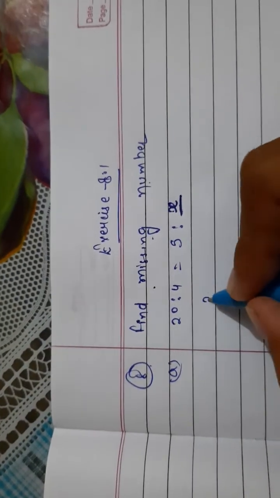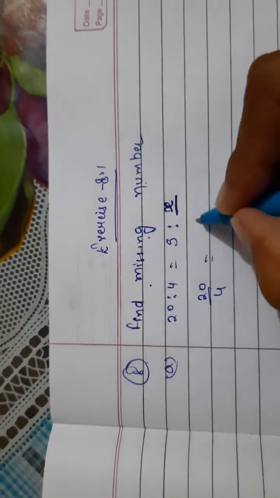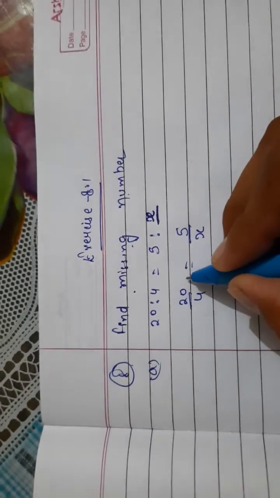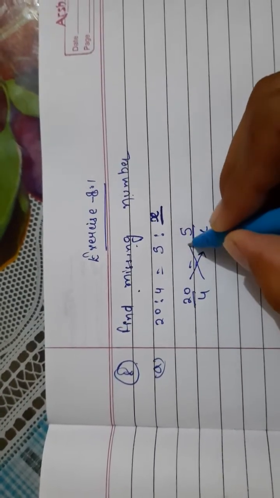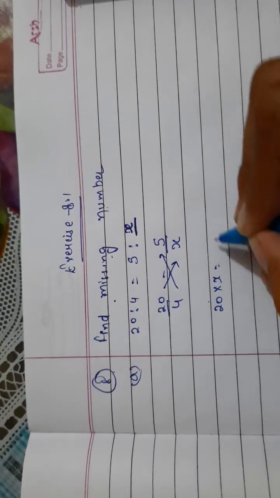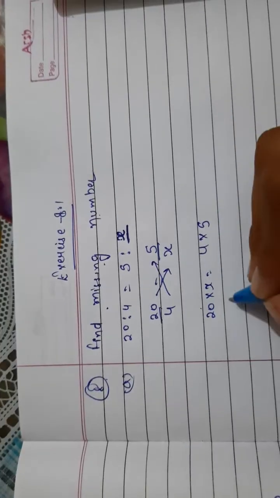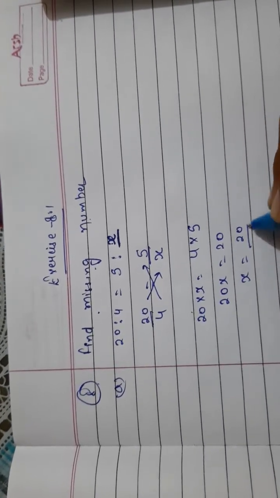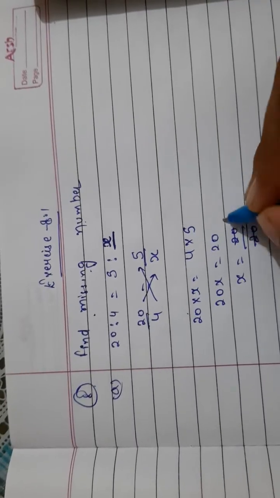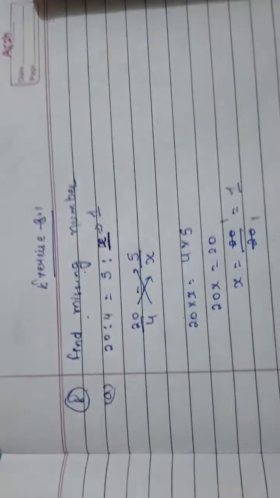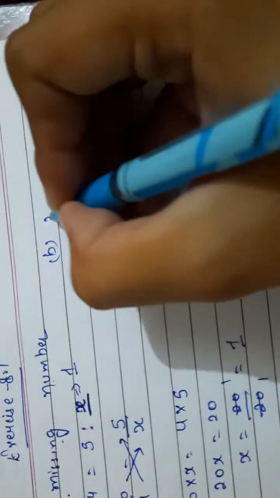You can write it as 20 by 4 is equal to 5 by x. Okay, after this you can do cross multiply: 20 multiply with x and 4 multiply with 5. 20x is equal to 20, so x is equal to 20 upon 20. By cutting we will get 1. So the value of x is 1. Clear to all?